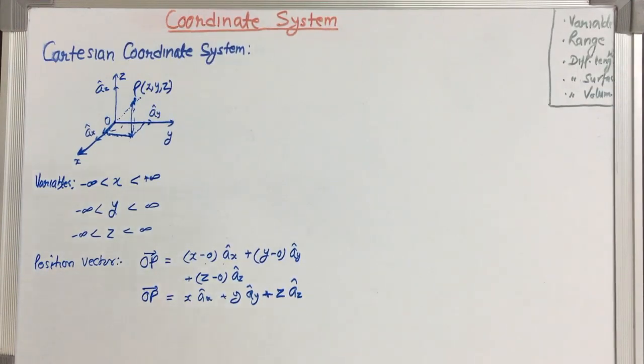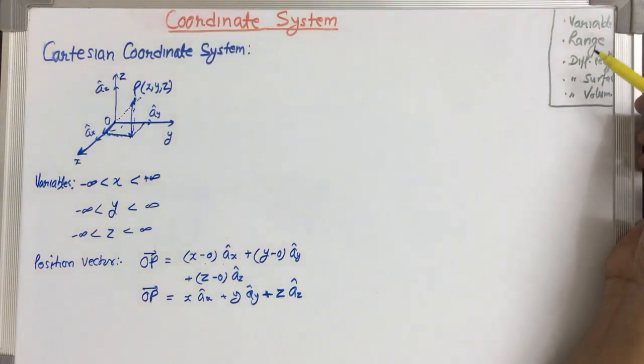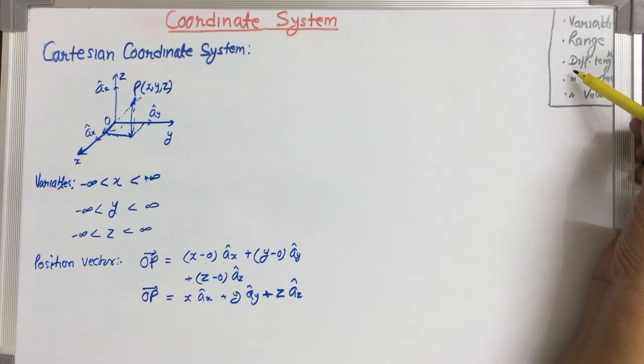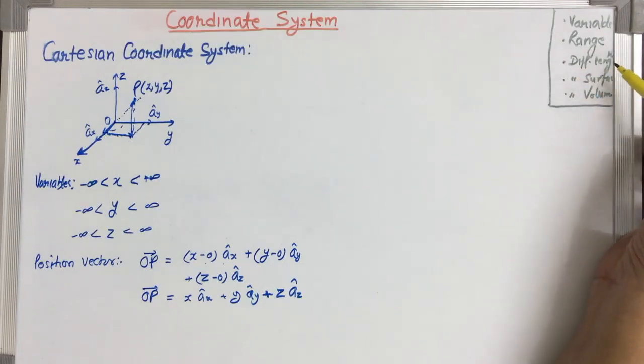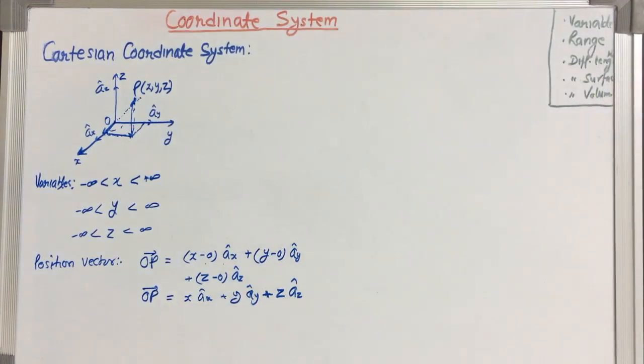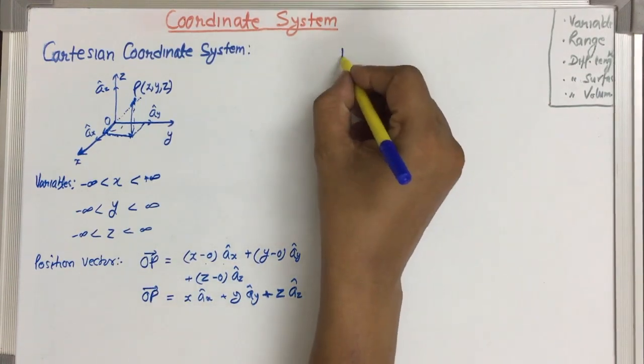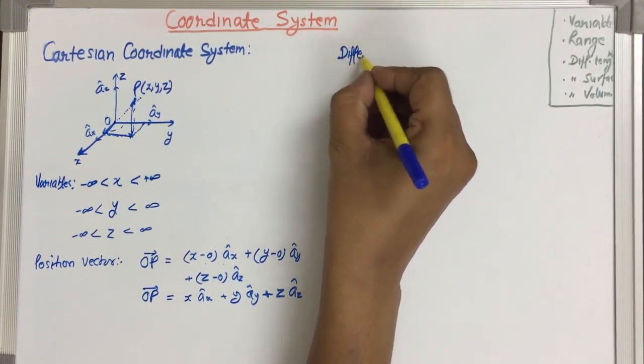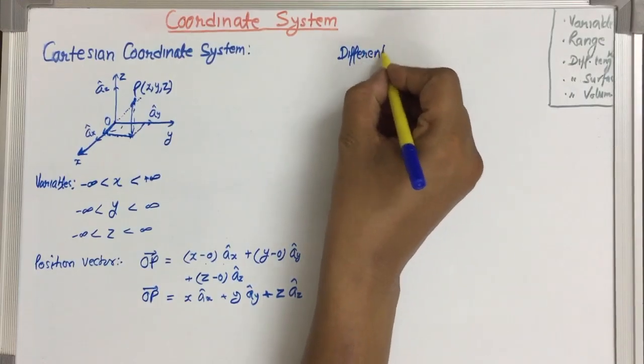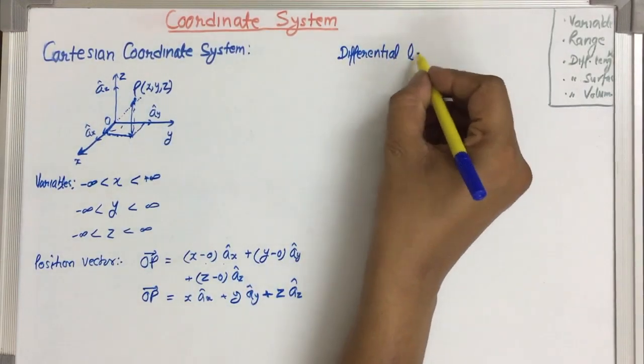Now the thing in which we are interested now, we came to know these two. The things that are of interest are differential length, differential surface and differential volume. So let's start from differential length.